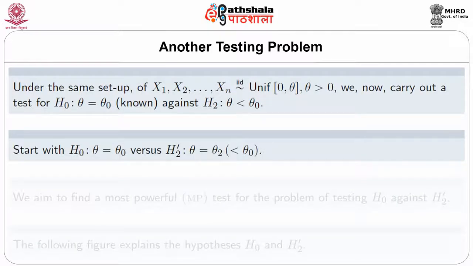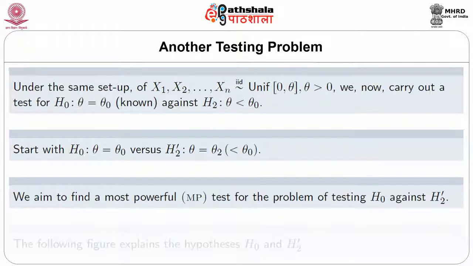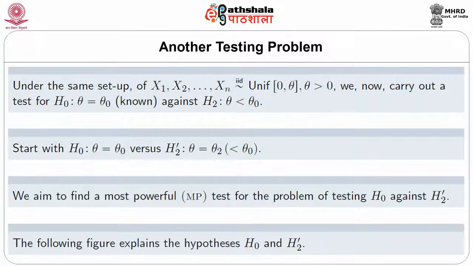Now, start with theta = theta naught against theta = theta 2, two simple hypotheses. So, simple null against simple alternative, and use the Neyman-Pearson lemma. But here theta 2 is less than theta naught. Our aim is to find a most powerful test for this problem. So, see this figure.